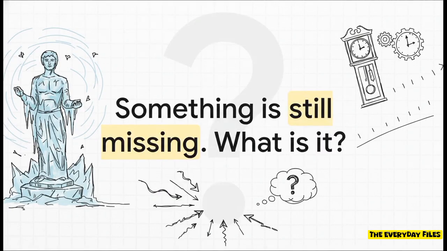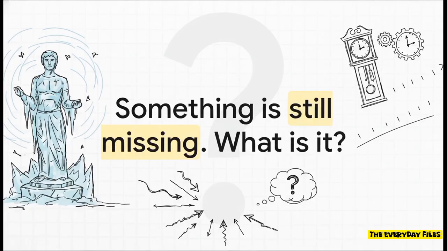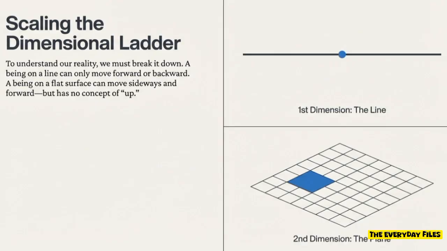But wait a second. If that was the whole story, you'd just be a statue, totally frozen in that room, forever. There's something absolutely crucial about your experience that we haven't talked about yet. Something's missing. What could it be? So, to find that missing piece, let's build what you might call a ladder of dimensions. We're going to start at the very, very bottom and climb our way up, seeing how each new dimension, well, it adds a whole new layer to reality.